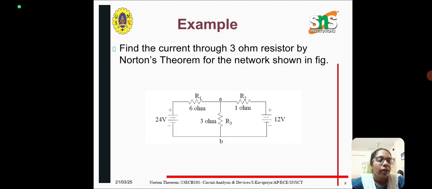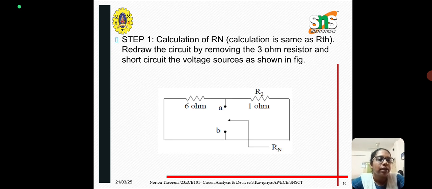Next example: we have to find the current that flows through the load resistor. Here the 3 ohm resistor is the load resistor. We apply Norton's theorem, and finally find the current that flows through the 3 ohms. First, for calculating the RN value, we remove the load resistor, open circuit the current source and short circuit the voltage source. Here we have two voltage sources. We have shorted these voltage sources, and we have removed the load resistor.